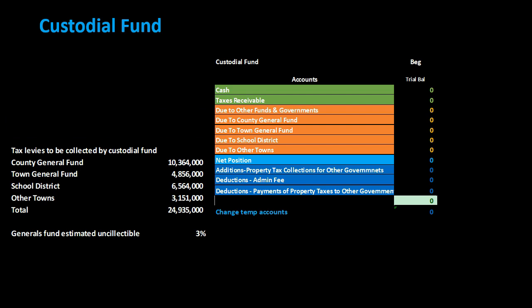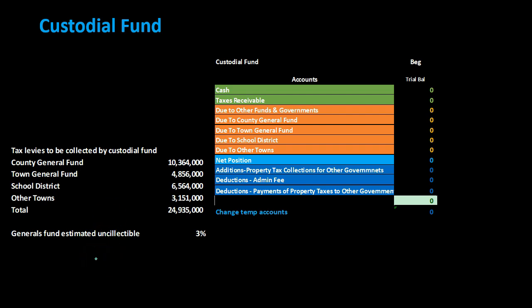The custodial fund will be set up in order to collect taxes related to the county, the town, school district, and other towns. Therefore, the custodial fund is going to act basically like an agent, like a holding account. We're going to put the money into the custodial fund. We're going to track the money within the custodial fund, but it doesn't belong in essence to the custodial fund. It will then be distributed to these other locations, including the county general fund, the town general fund, the school districts, and other towns. So we're going to collect the taxes. We're going to find out how we're going to distribute the taxes. Then we'll distribute those taxes to the proper locations.